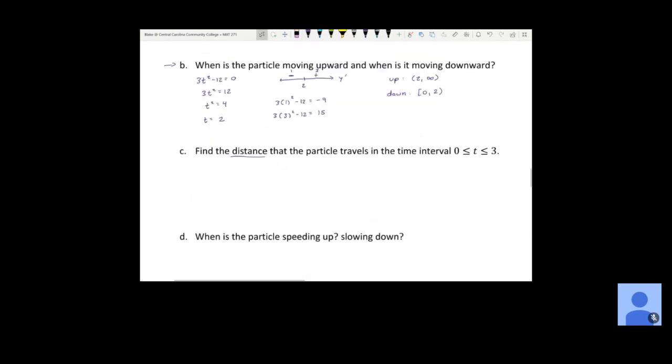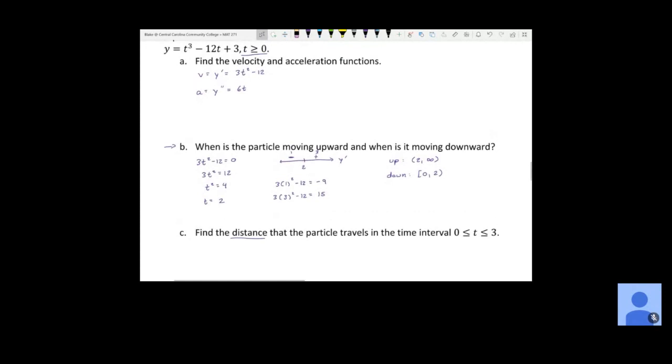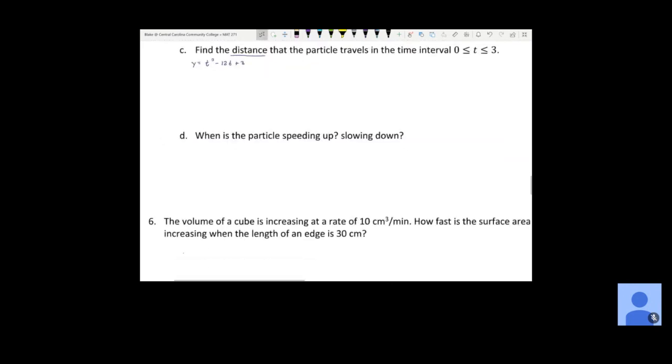So what I'm going to do is copy my formula down here. That was t cubed minus 12t plus 3. At this point, if we want to find the distance that we've traveled, we're going to substitute in our time at t equals 0. We're going to substitute our time at t equals 2. And then we're going to find the distance between those 2 points.